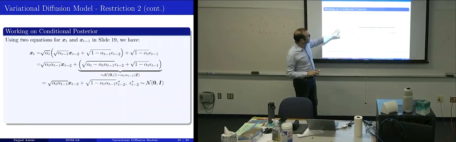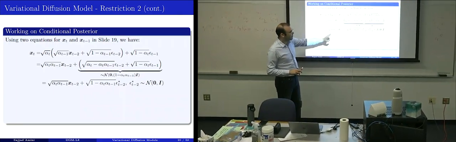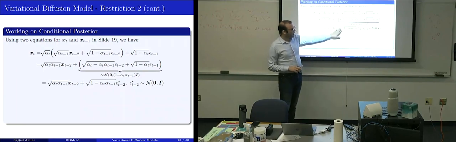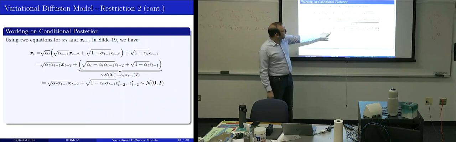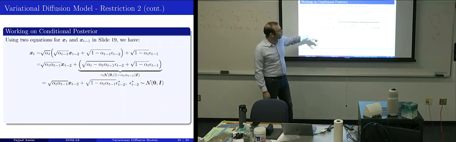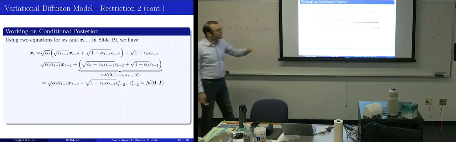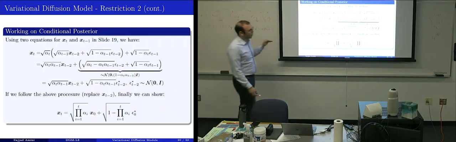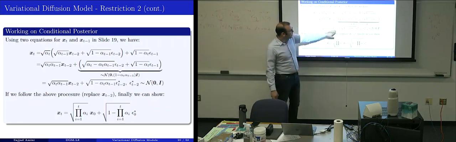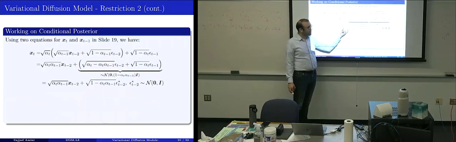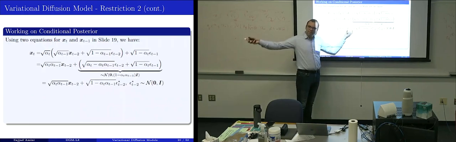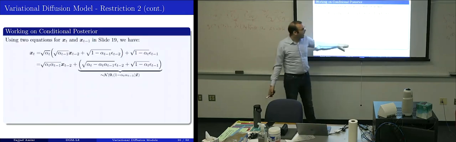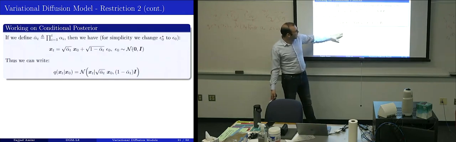I should mention that alpha t are between 0 and 1 and cannot be 0 or 1. So as a result, we have this formulation. If you continue this procedure, you will reach a very interesting point. How? I can replace xt minus 2 with this formulation, something like this. Does it make sense? And continue this chain.